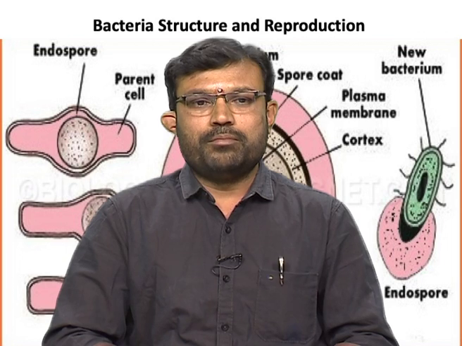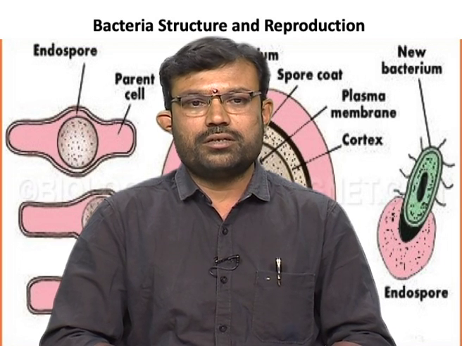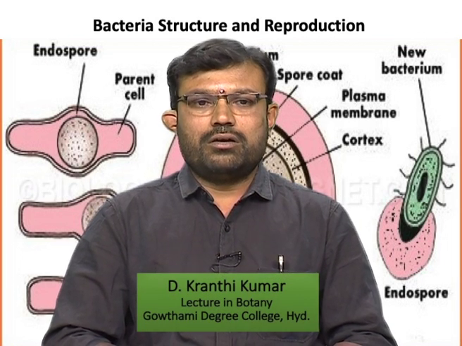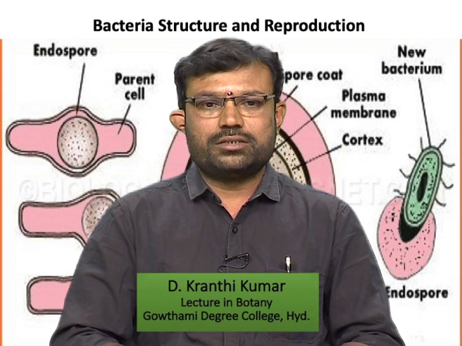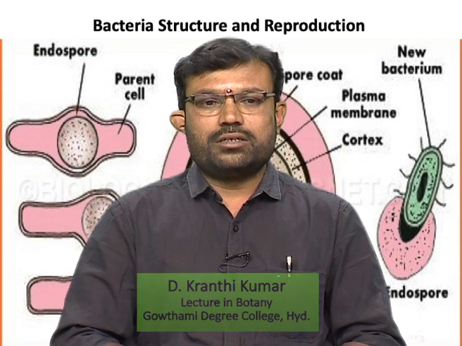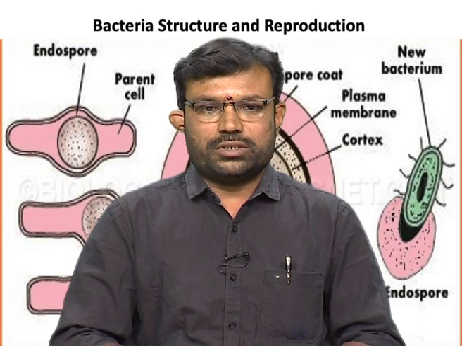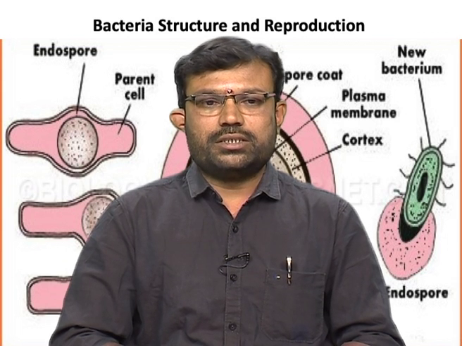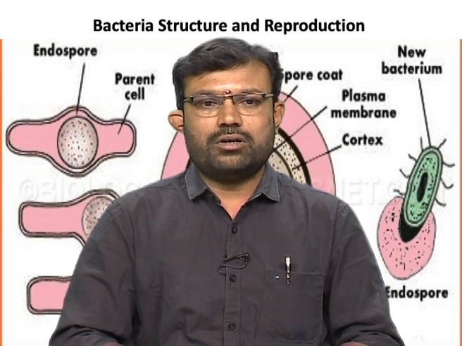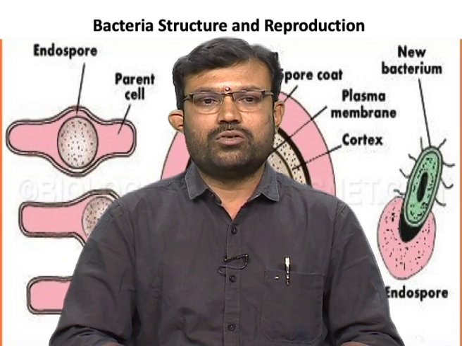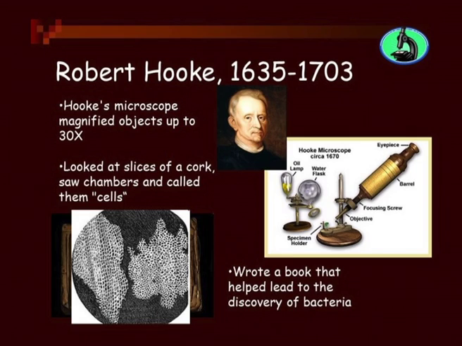The cell is the basic structural and living unit. In the cell, all the metabolic activities such as respiration, photosynthesis, digestion and excretion are controlled by the cell. The cell was first discovered by the scientist Robert Hooke in the year 1635, and Robert Hooke wrote a book named Micrographia.